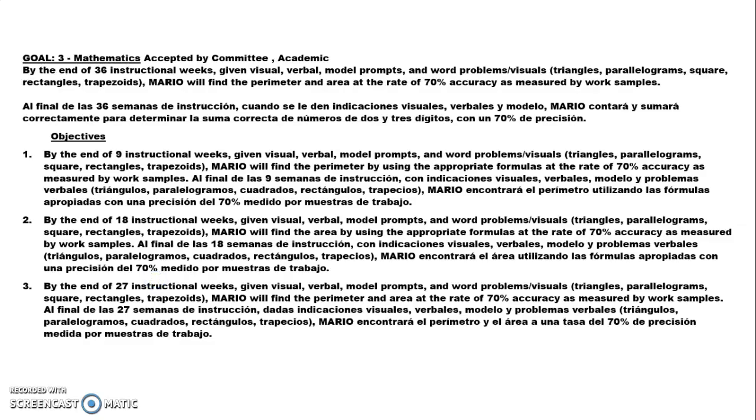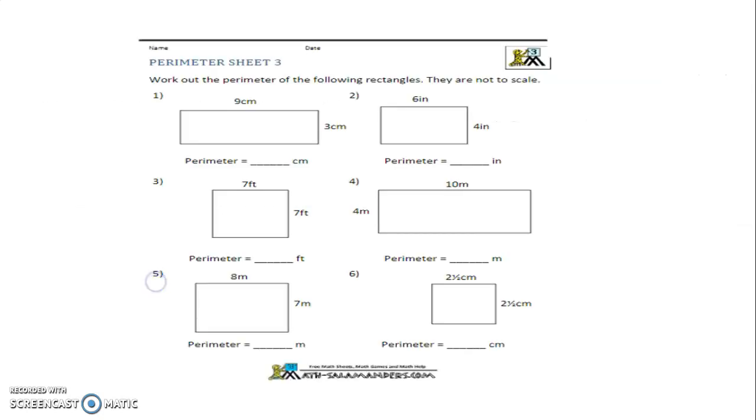So goal 3. Mario, we're going to do the same thing we did last week. You're going to try to find the perimeter and the area using the formula. So let's start. Remember the perimeter, you add all the sides. And when two sides are the same, it's the same number. So here will be 7 all around.